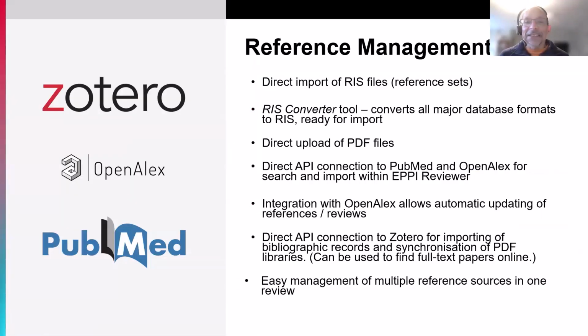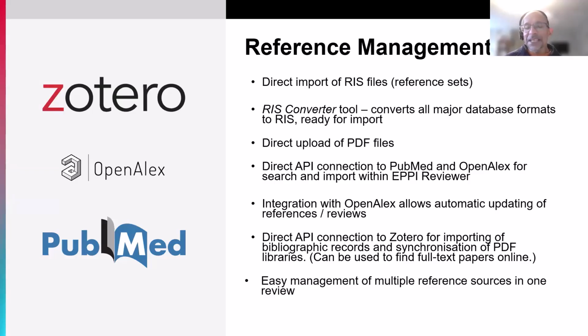Recent tools we've added to EPPI Reviewer to aid this are direct links via an API to Zotero, similar with OpenAlex, and a direct link to PubMed, so that encompasses Medline and the like, within EPPI Reviewer. You can easily import RIS files from other online databases. We have an online tool which converts from most common online database formats to RIS if your file isn't already in RIS format. You can directly upload full text papers, PDFs, and that's all stored with your review.